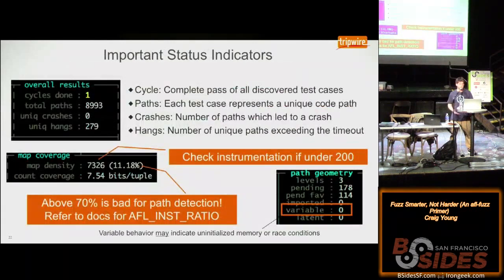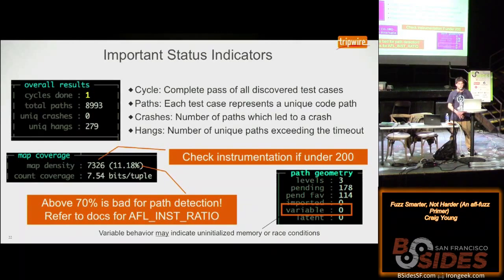If we start breaking that down, there are some important elements that you can take from the status screen. First, in the overall results box, you've got this cycles done. What is a cycle? Well, this means that you've gone through all of the test cases in your queue and gone through a stage of fuzzing on them. You generally want to let something run for at least one cycle, typically several cycles. The color on that will actually start changing as you stop identifying new paths for long periods of time.